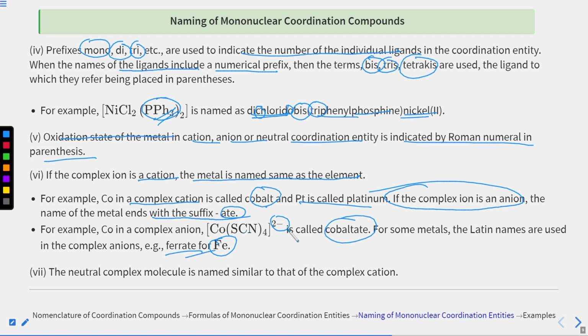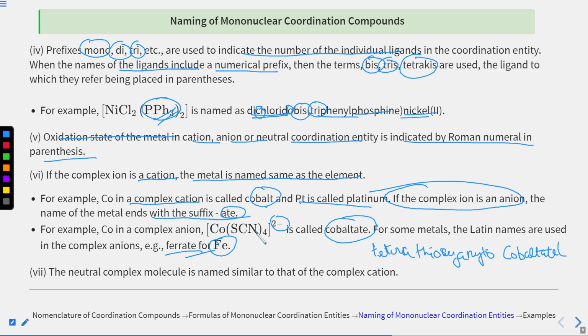So what will be the name of this? Four are present, so tetra. What is the name of this ligand? It is thiocyanito. Tetrathiocyanito cobaltate.